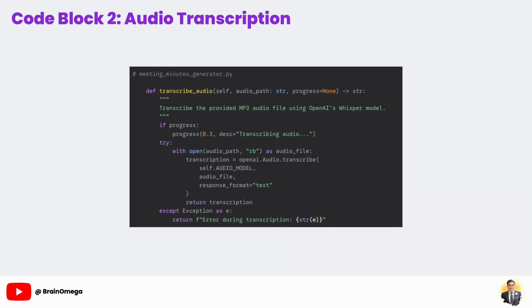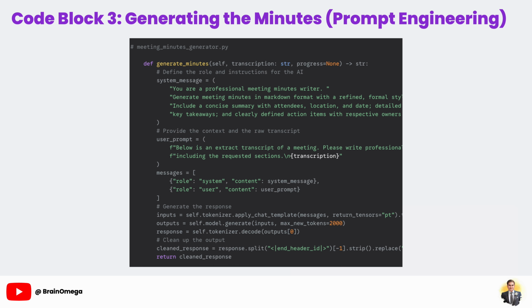Then we make a call to the OpenAI Python client, specifically the OpenAI.audio.transcribe function. We pass it the model name we defined earlier, Whisper1, and the audio file itself. We also specify that we want the response format to be simple text. The API handles all the complex speech-to-text processing, and what we get back is a single string containing the full transcription of the meeting.